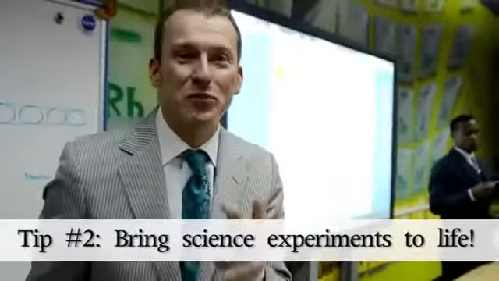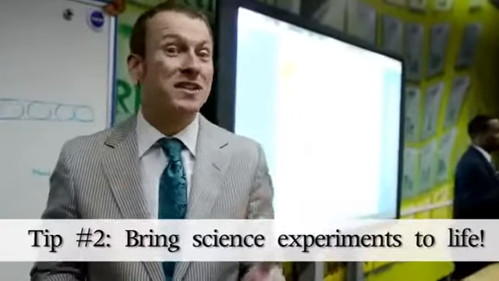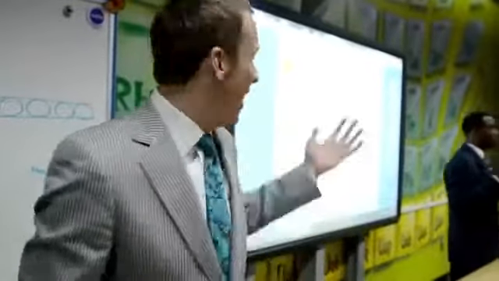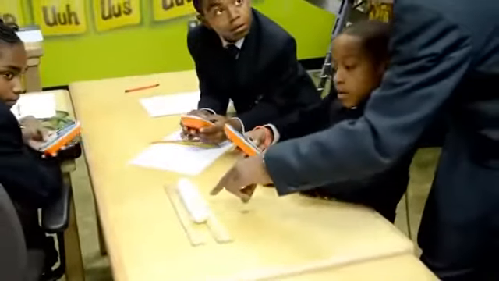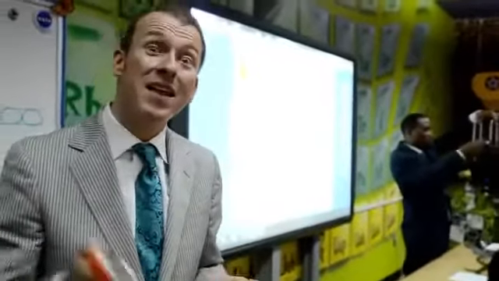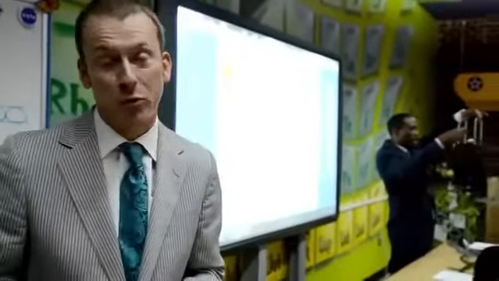Tip number 2, use the active expression to bring science experiments to life. Our wonderful teacher at RCA is Mr. Townsend, and he does a great job of getting the kids involved with hands-on experiments. What he'll do is he'll give a brief introduction to the experiment, and then he allows the active expression to do the rest of the work.